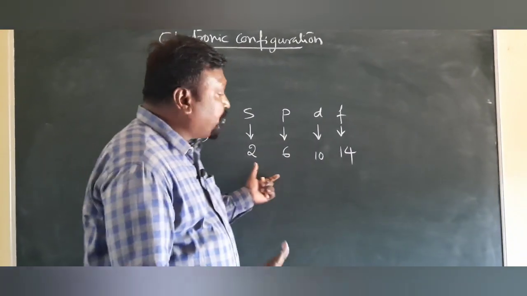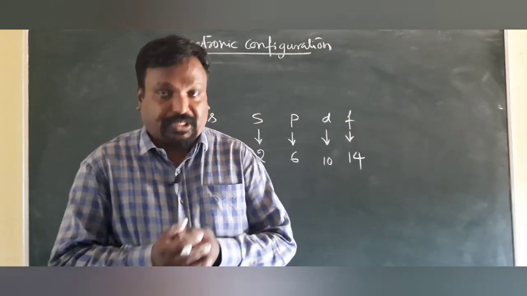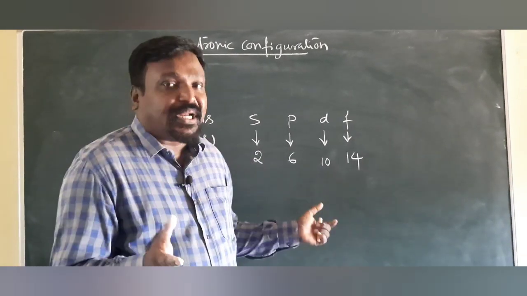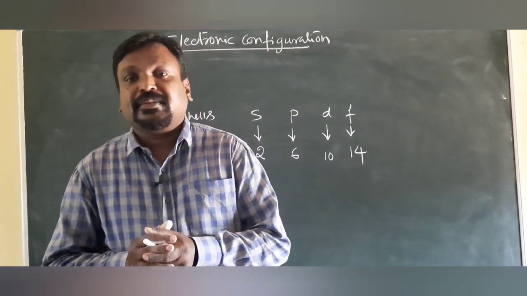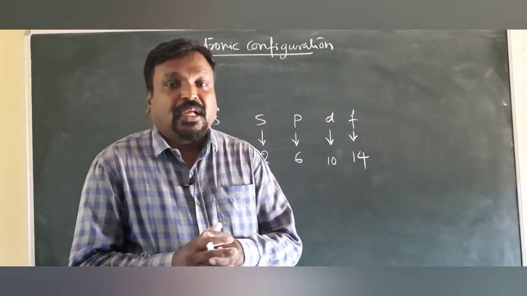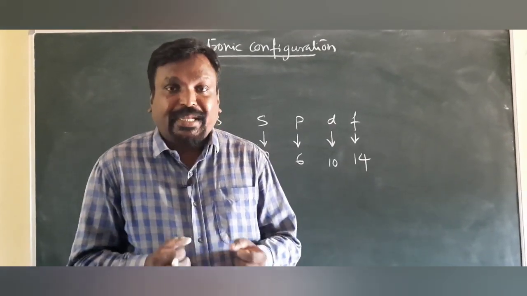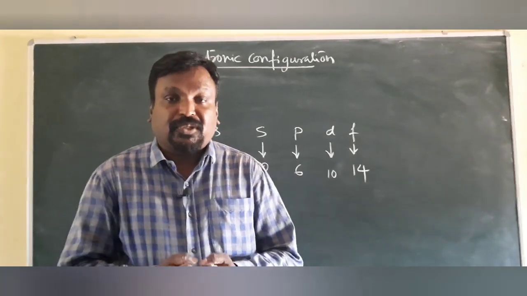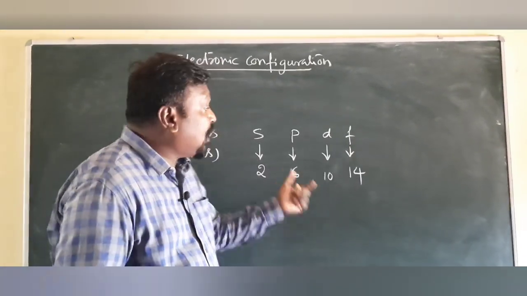So this is the most basic thing that you have to know to write the electronic configuration. Hope you can understand now. Okay, there are shells or energy levels. Within that there are subshells. Subshells can have a maximum number of electrons, according to the capacity that they can accommodate.